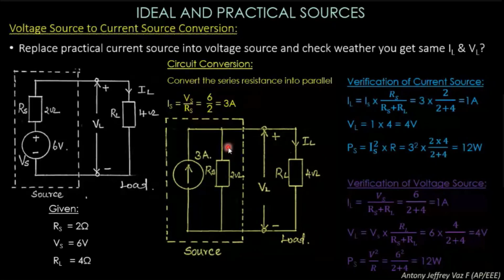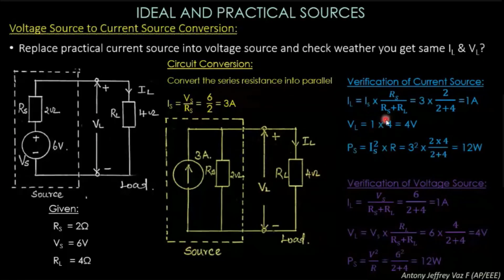Then we need to use Ohm's law to convert the source current 3 amperes. By using I is equal to V by R, we can find this is the source current 3 ampere, and draw the circuit like this, and from this point all are the same. From this point you can connect all the resistances and all the elements as they are.